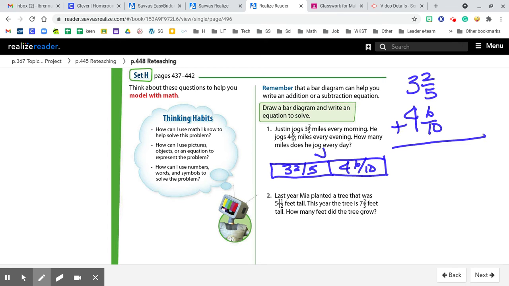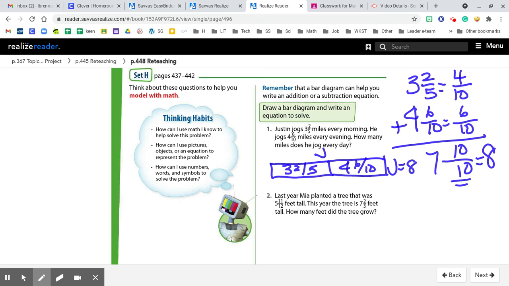I'm going to add over here. I can leave 6/10 alone and just rename the 2/5, and 7 and 10/10. Remember, 10/10 equals 1, so that's going to be 8. So his total equals 8. He jogs a total of 8 miles.